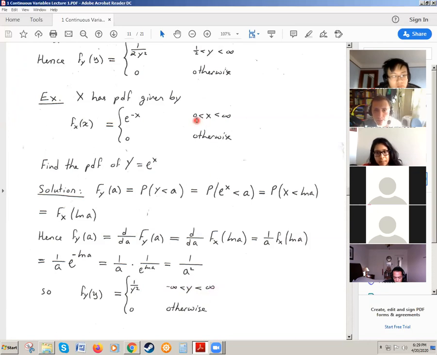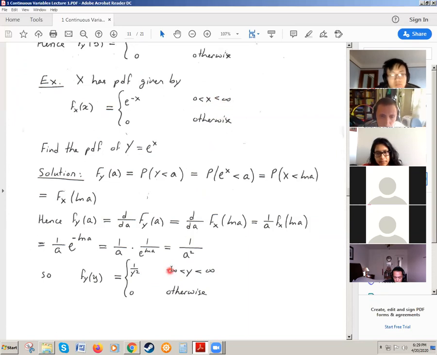Because if X is between 0 and infinity, did I make a mistake here? Could be. So I think I made a mistake. This should not be minus infinity. So this should be... It should be from Y should be between what? Damn it.